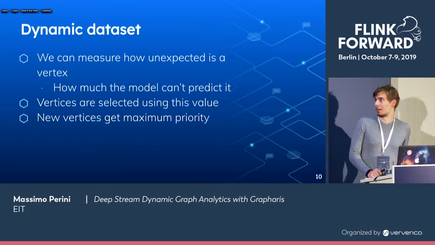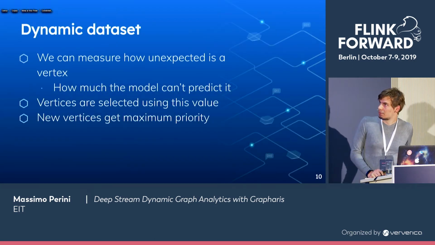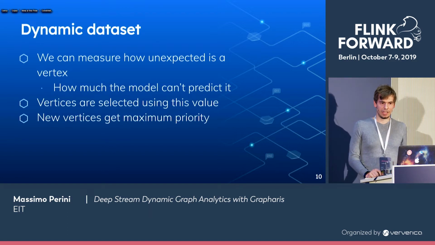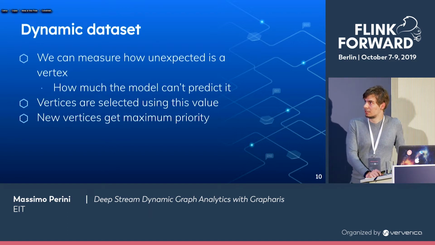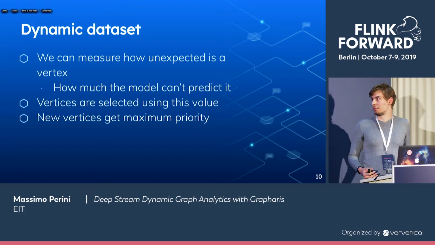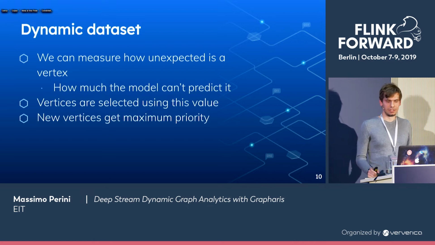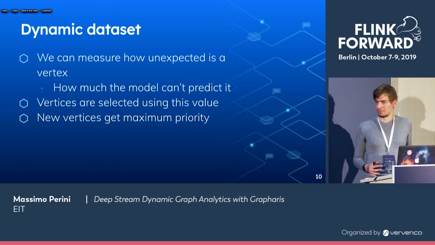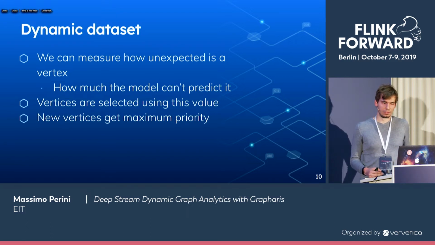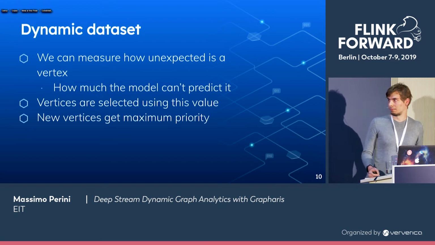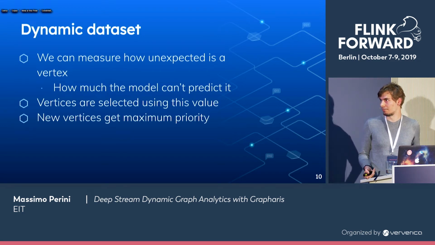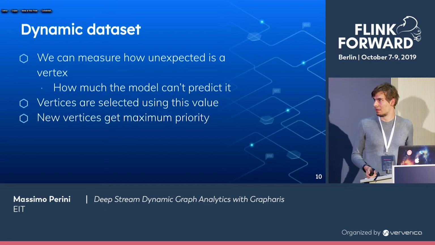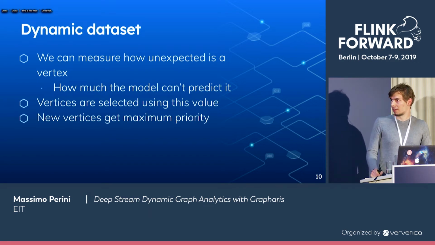How can we measure how much we can learn from a vertex? A possible proxy is the error that our model has with respect to a certain vertex. So when we train our model, we compute the loss over every single vertex. That gives you a measure of how much the model is unable to predict the vertex. And we can use this value to bias the random sampling towards the vertices that are harder for the model, so basically those where the model is not having good predictions. At the same time, new vertices can have maximum priority.